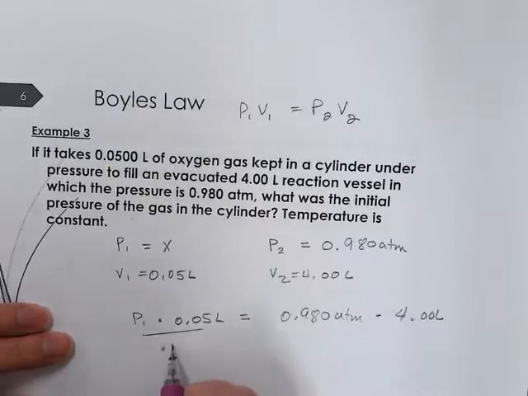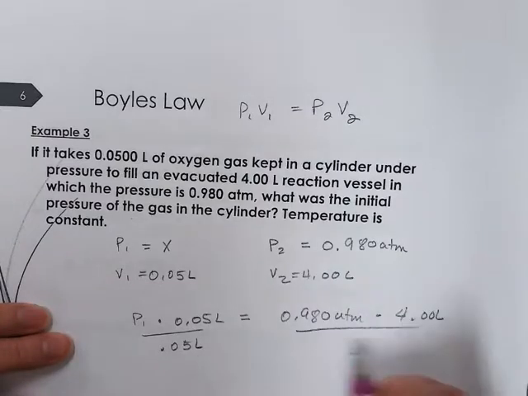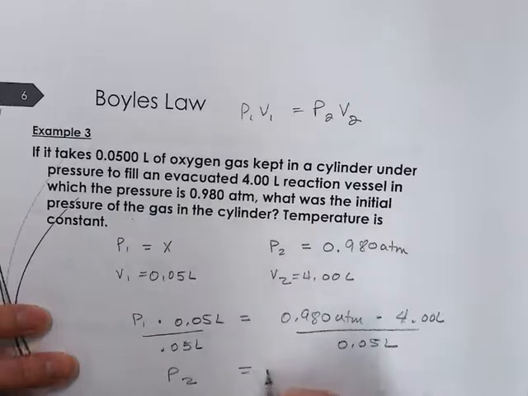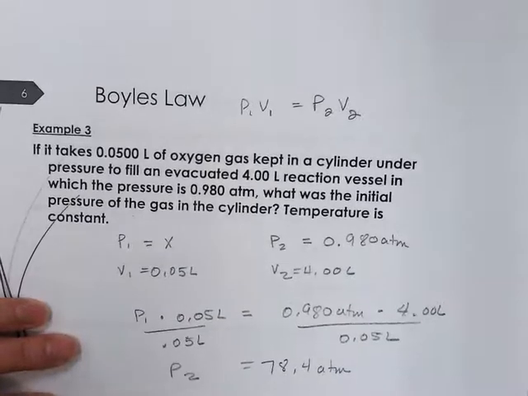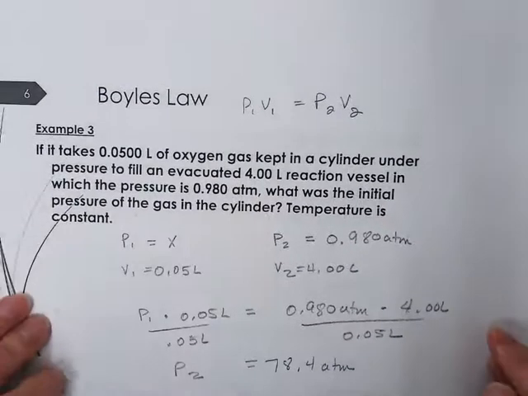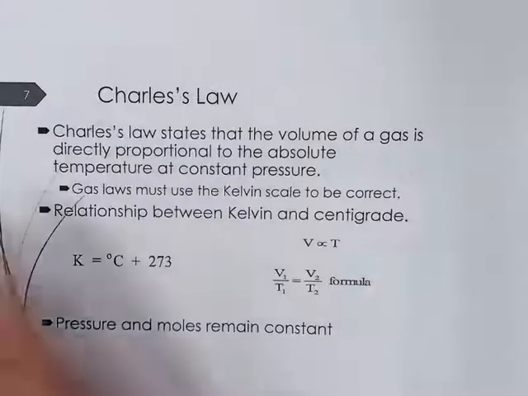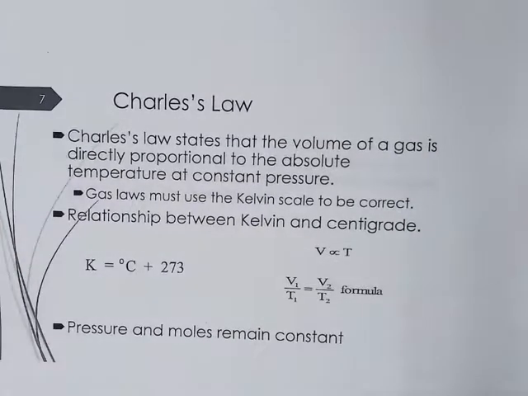So we're going to divide by 0.05 liters, multiply and then divide, and we have a new pressure of 78.4 atmospheres. And that's how you do Boyle's law. Okay? And then I'll do Charles' law the next day.